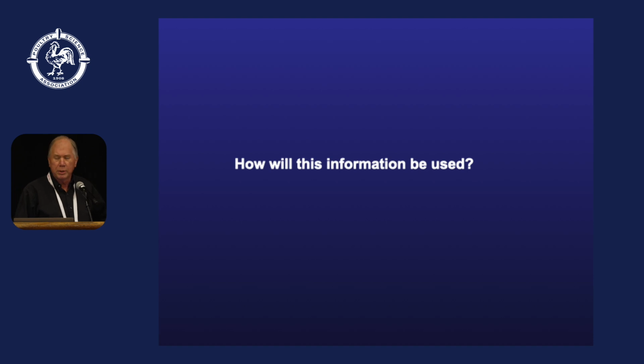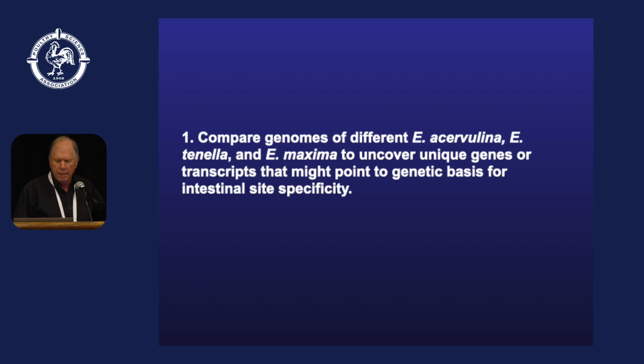So how are we going to use this information? And I think Hector talked about this earlier, is that why is it that different Eimeria species invade different regions of the gut? They're very site-specific, and can we use the genomes or the genetic information to identify genes that may be responsible, or transcripts using RNA-seq, that might point to the genetic basis for the intestinal site specificity?